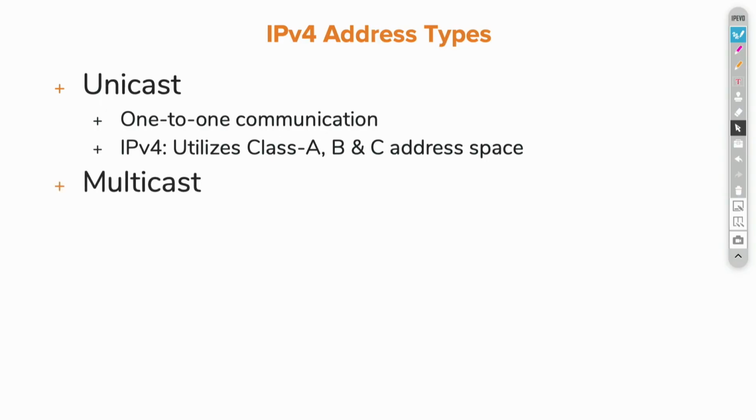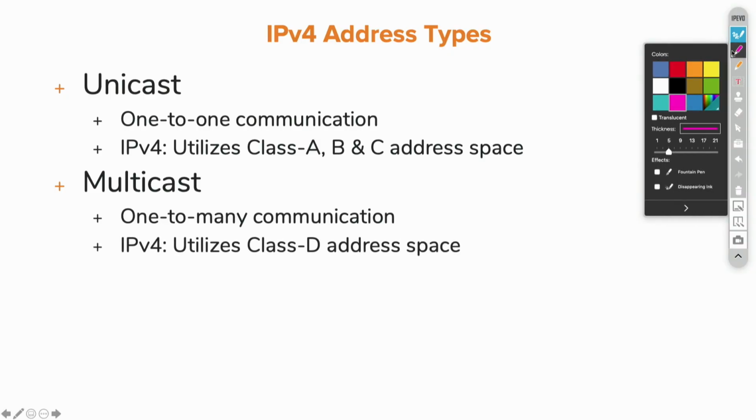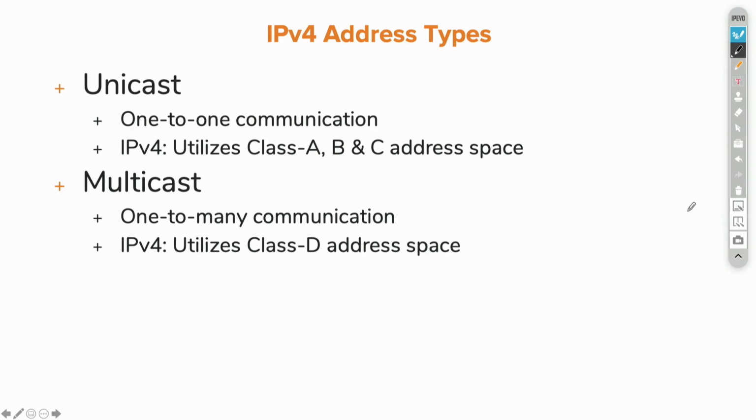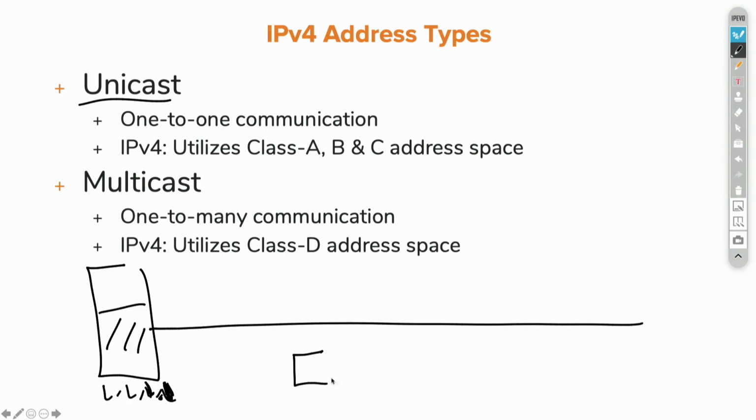Now we also have multicast. This is one-to-many communication and utilizes class D address space. What this is referring to is, let's say that there's a server over here. Now he's going to have some source address, which is in the unicast space. So let's say he's 1.1.1.1. All right, that's his IP address. Kind of sloppy writing right there, but you get the idea. And let's say on this network segment, these squares here represent some PCs.